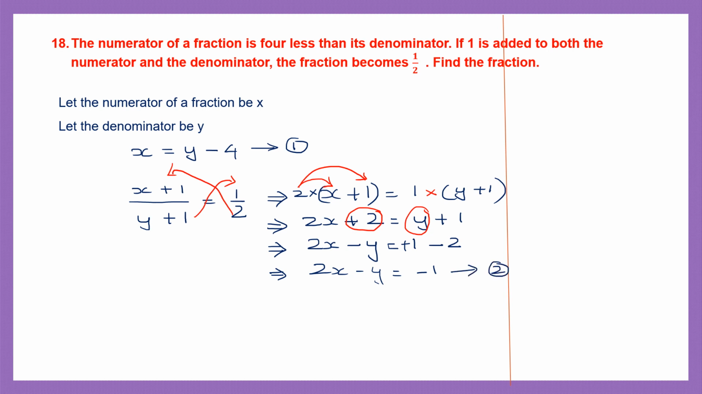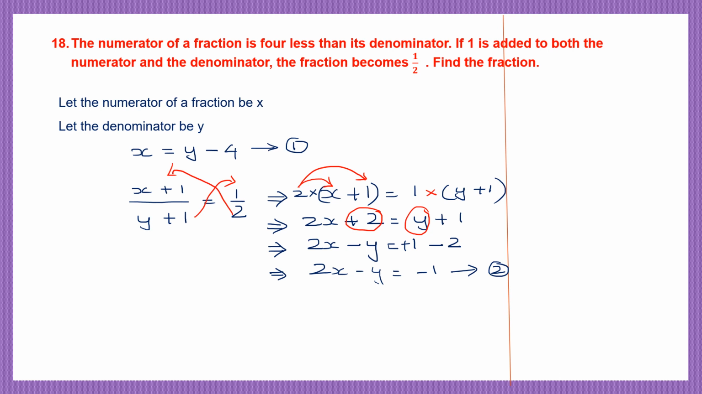Now what we're going to do is, we are going to look at our first equation, that is x is equal to y minus 4. So x according to this equation is y minus 4. We're going to substitute the value of x from this equation in the second equation. So let's do that now.